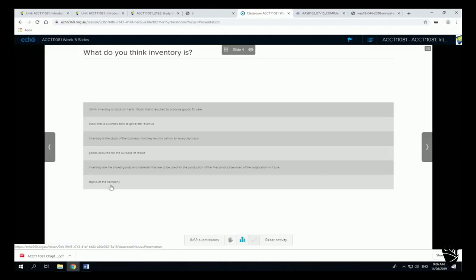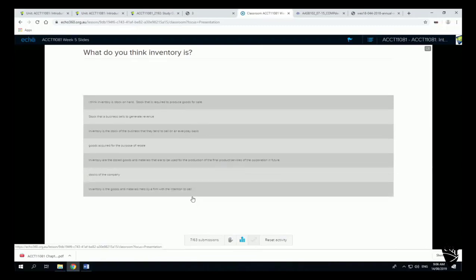Stocks of the company. Now, be careful when you say stocks. When some people say stocks of the company, to me, I think of shares. So when we refer to stock, we usually say stock on hand without the plural S. Stocks, this can be a bit of a slang term for shares of the company. Inventory are the goods and materials held by a firm with the intention to sell.